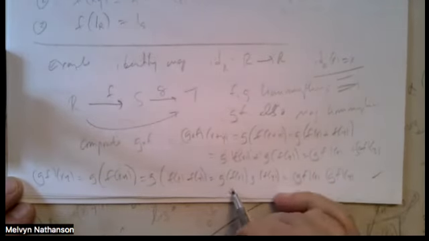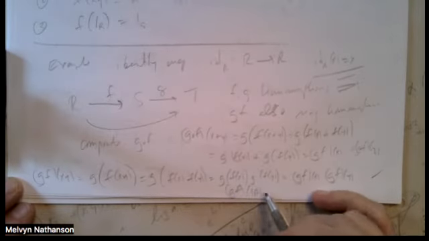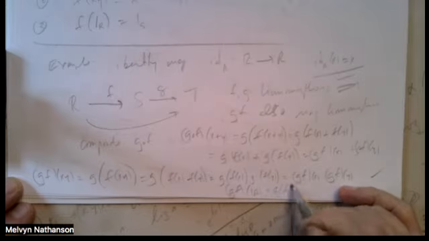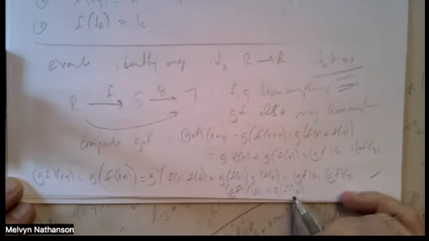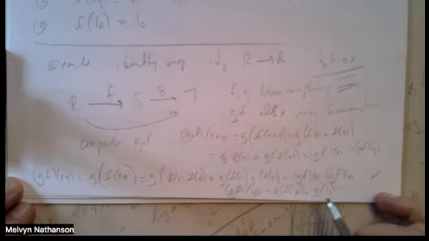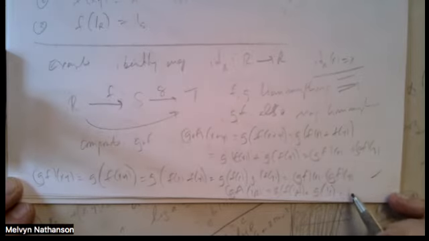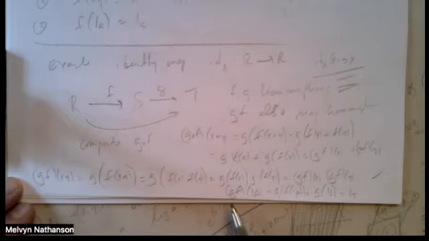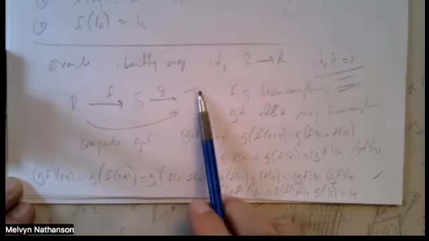And for the identity, gf of 1, the 1 in R, is g of f of 1 of R. But f sends the identity in R to the identity in S, and g sends the identity in S to the identity in T. So the identity in R gets mapped to the identity in T. So this is a nice proof that the composite function of ring homomorphisms gives you another ring homomorphism.